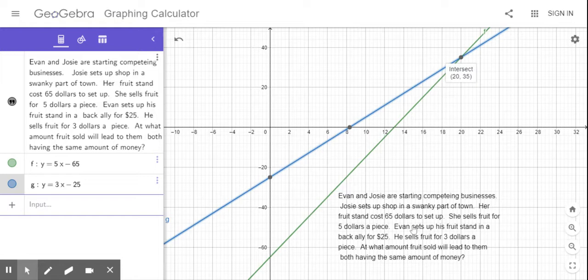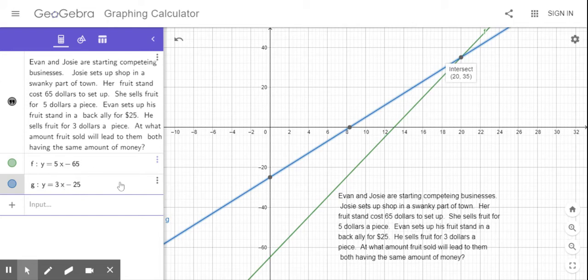I set up my fruit stand in a sketchier part of town, so it only cost $25 to set up. That's why in my equation it's the minus 25, but I can only charge $3 per piece of fruit, so 3 times the number of fruit. I hope that makes sense. So y would be money, which is dependent on x, the amount of fruit that I'm going to sell. Notice that in both equations, x is fruit and y is money.